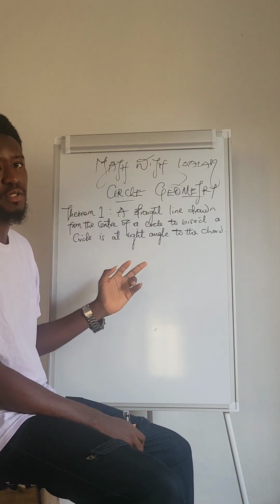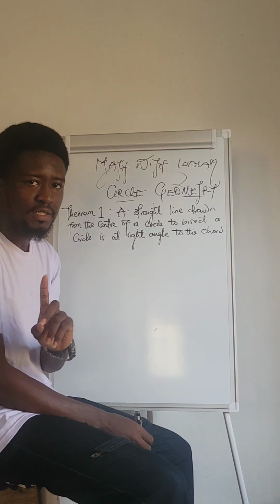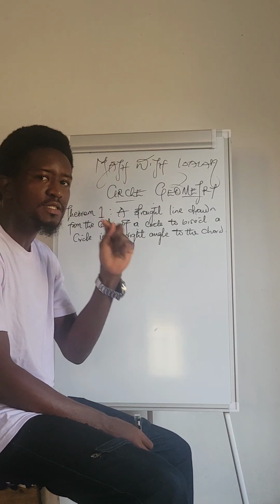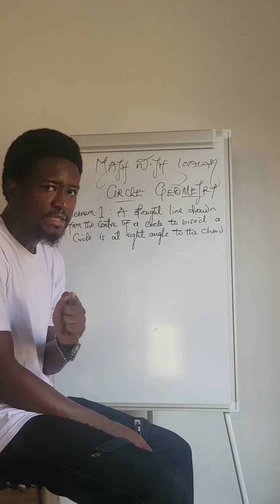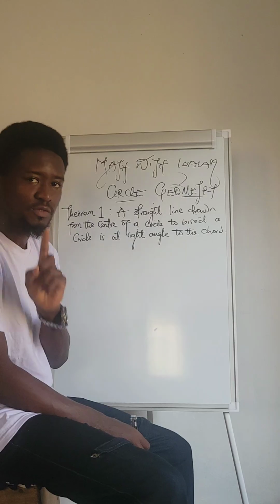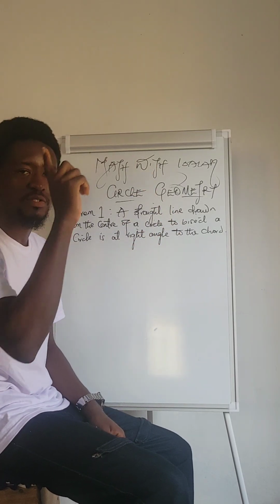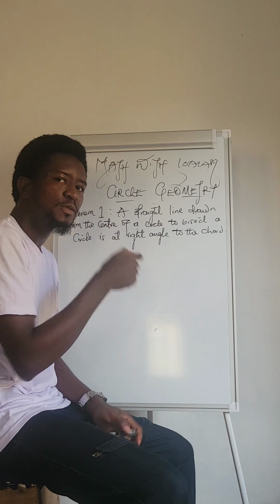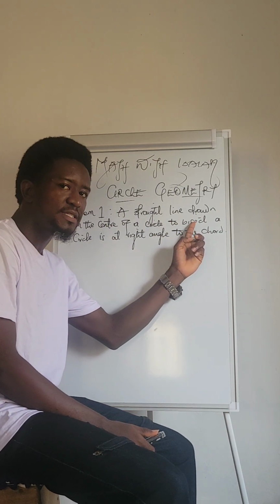Now, this is the first theorem. The theorem states that a straight line drawn from the center of a circle to bisect a chord is at right angle to the chord. Now, note what I said. Number 1 is a straight line. Number 2 is drawn from the center of the circle. Number 3 is bisect. Emphasis on the word bisect.